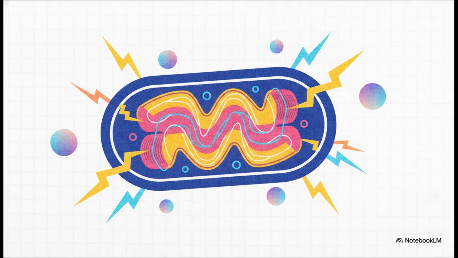For one, it carries its own circular DNA, which is strictly inherited from the mother. Plus, if the factory is ever damaged beyond repair, the mitochondria will actually trigger self-destruction, apoptosis, by releasing cytochrome C.